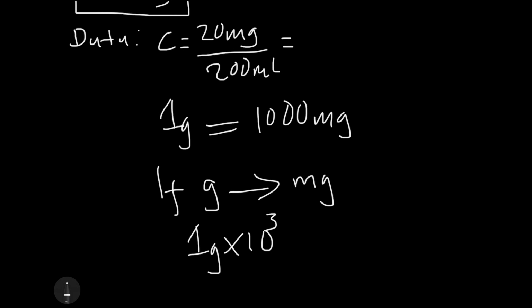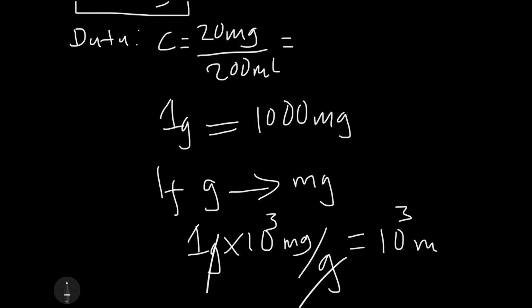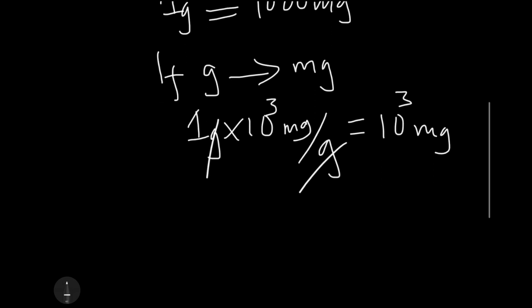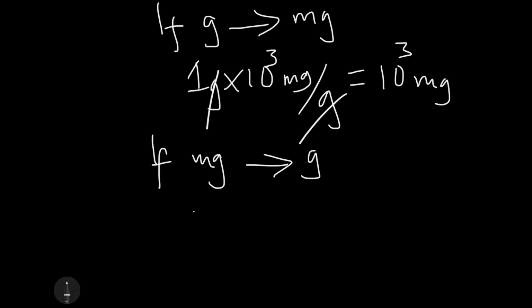Then, because we want to convert this gram into microgram, it is going to be microgram per gram, so that the gram on the bottom and the gram on top cancel each other, and we are just going to remain with 10 to the power 3 microgram. Okay, which is the same if you want to convert micrograms into grams. Let's say you've got 1 microgram and you want to convert it into grams.